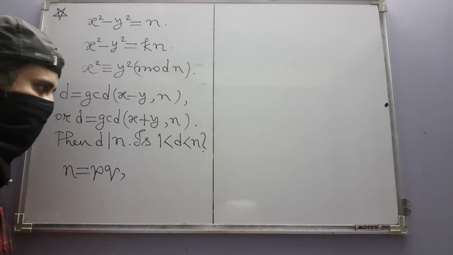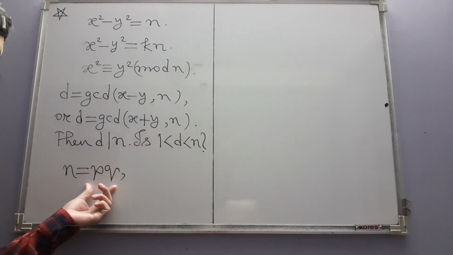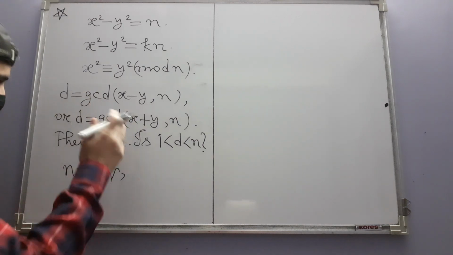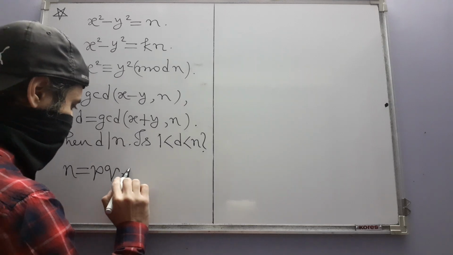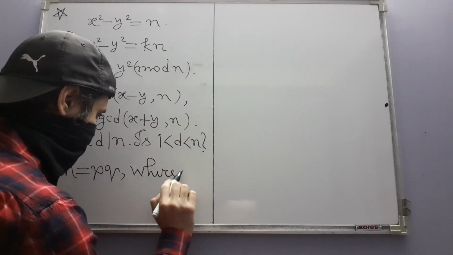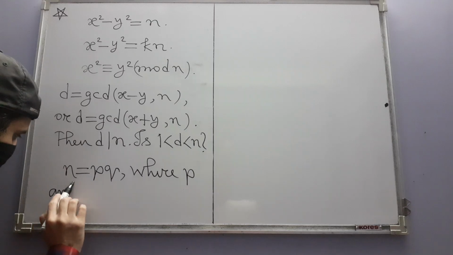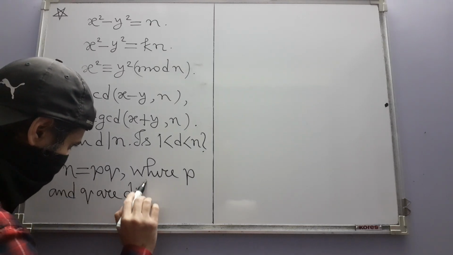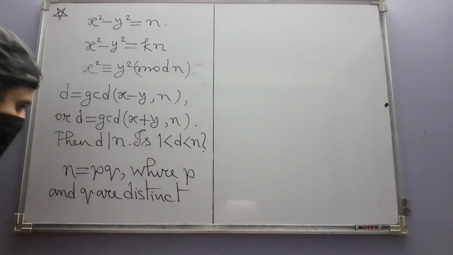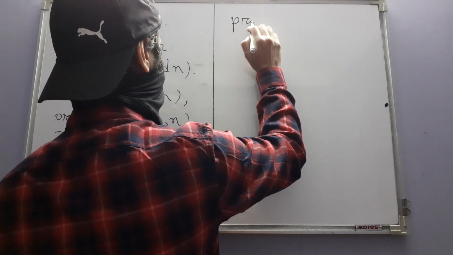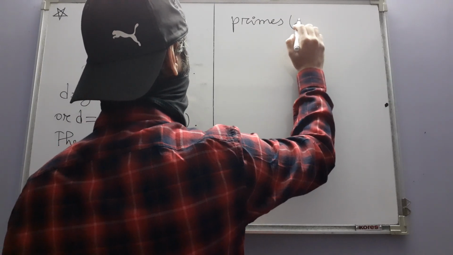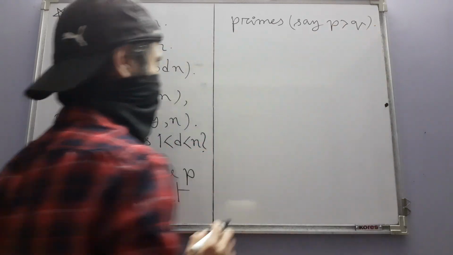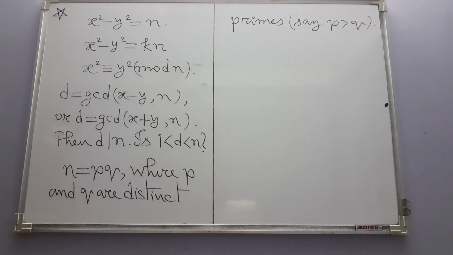But let us first see what is the consequence of this on our entire setup. What will d now be, where p and q are distinct primes? Say p is greater than q or less than q, anything you can take. Alright.